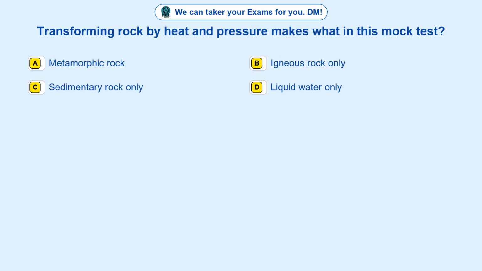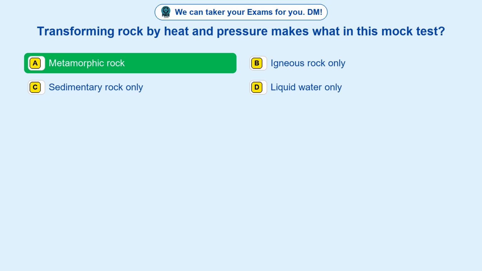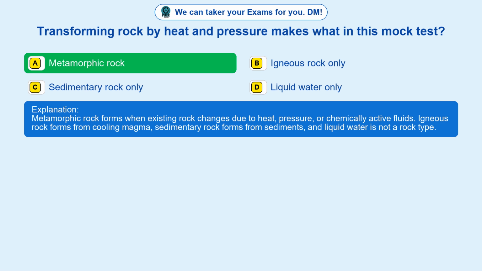Question 86. Transforming rock by heat and pressure makes what in this mock test? Option A, metamorphic rock. Option B, igneous rock only. Option C, sedimentary rock only. Option D, liquid water only. The correct answer is option A. Metamorphic rock. Metamorphic rock forms when existing rock changes due to heat, pressure, or chemically active fluids. Igneous rock forms from cooling magma, sedimentary rock forms from sediments, and liquid water is not a rock type.